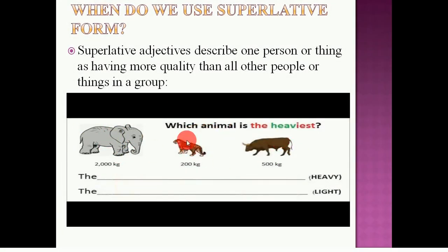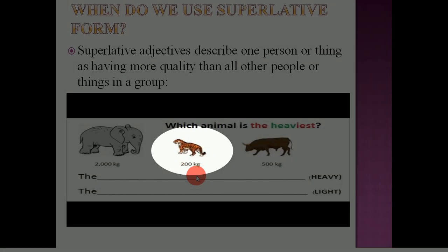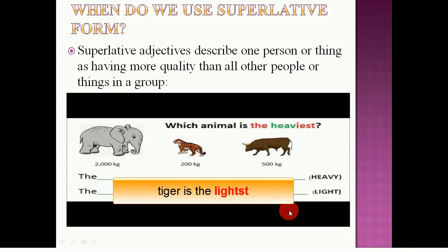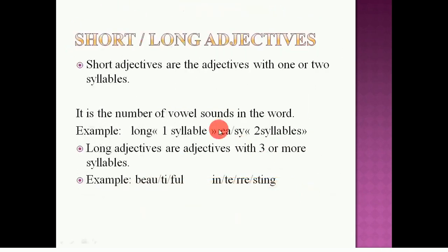Okay, وكي نحبوا نقارنوا شكون فيهم الأخف وش نقولوا tiger is the lightest. Tiger is the lightest. Okay, so short and long adjectives. كيفاش راح نميز ما بينات short adjectives و long adjectives؟ لخاطر short و long adjectives نحتاجوهم باش نديروا القاعدة نتاع superlative form of adjectives.